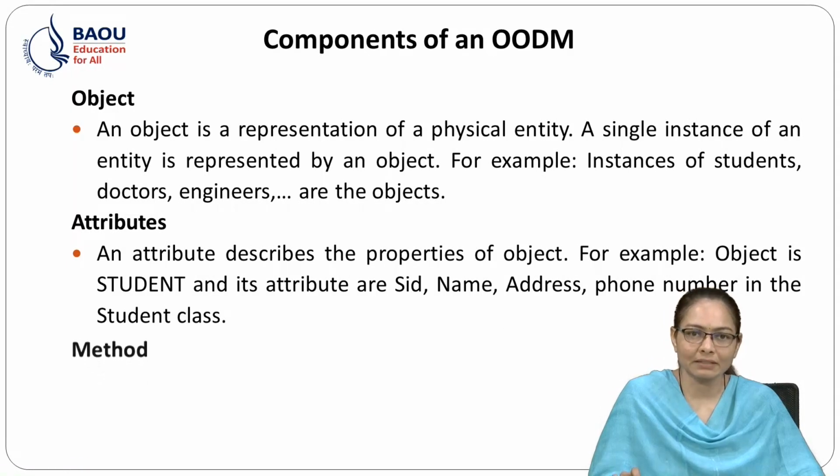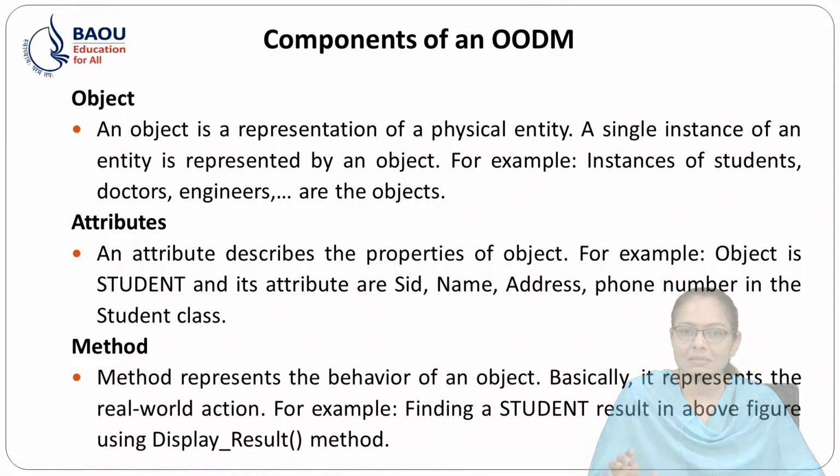Now what is a method? A method represents the behavior of the object. Basically, it represents a real-world action. For example, finding the result of the student. In the above figure, the display result method, you can add a student using the insert method. It is called a function also.